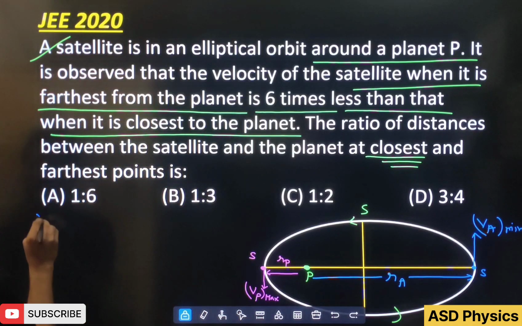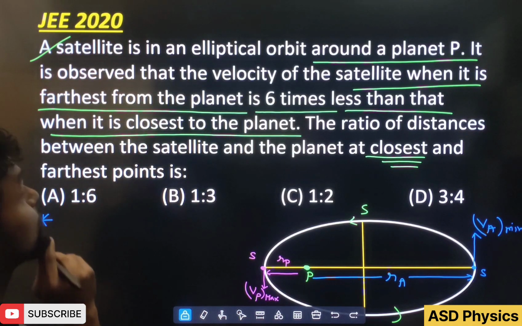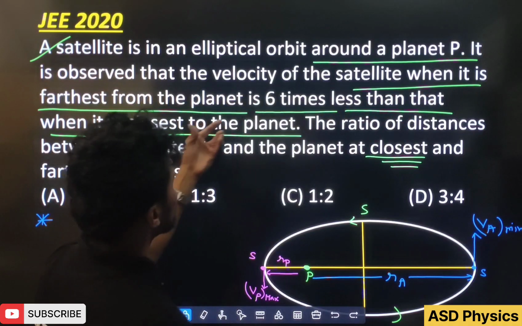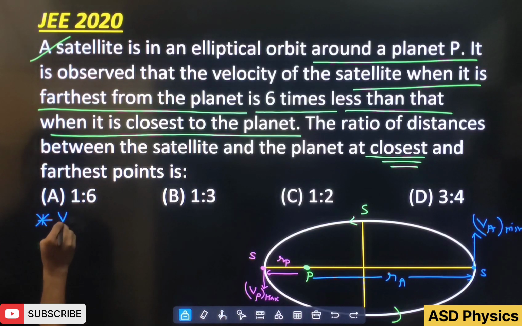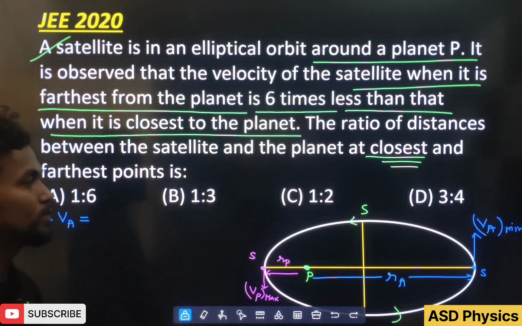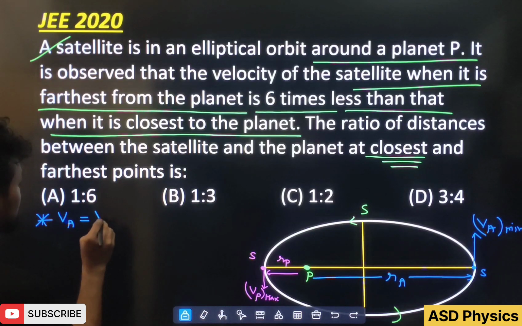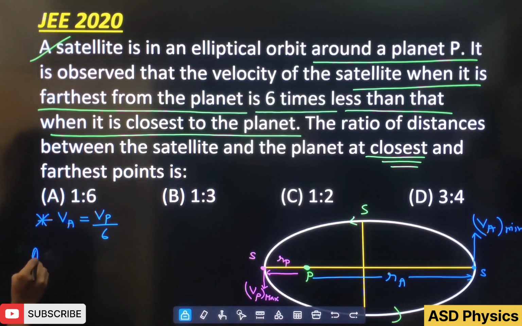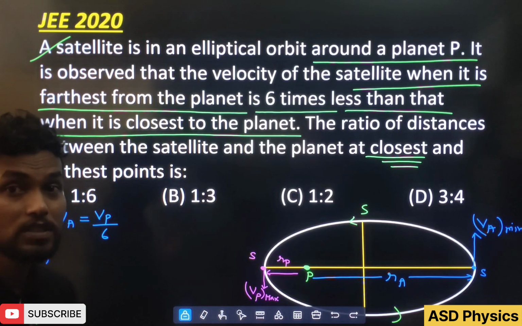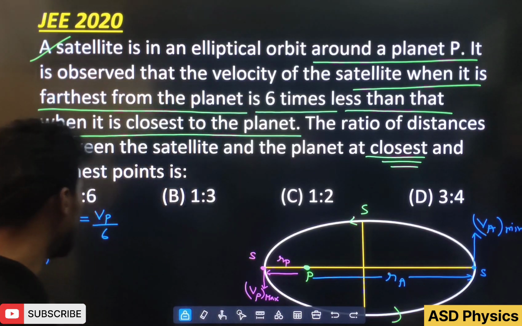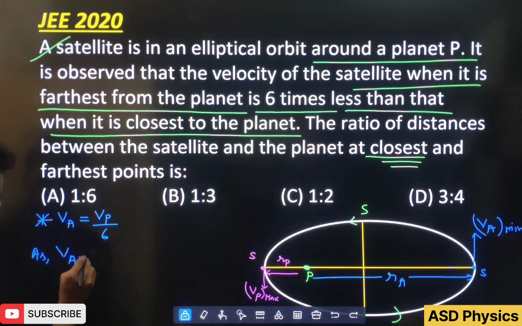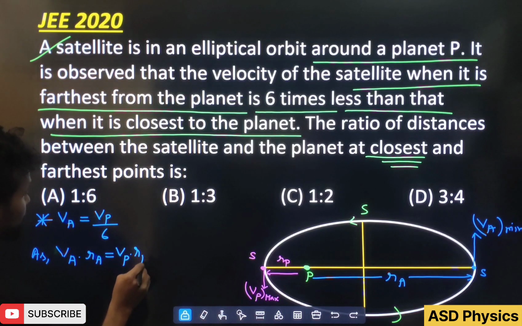Okay, students. So again, in the question, what are they telling? Let's see the question again. When it is farthest from the planet, the speed is 6 times less than when it is closest. So the speed at point A, which is the minimum, is 6 times less, that means Va is Vp by 6. And as from Kepler's second law, we know very well that angular momentum is conserved, mvr will be conserved, m is constant, so v into r is constant. So we can write Va into Ra is equal to Vp into Rp.